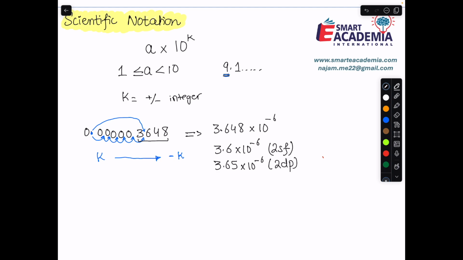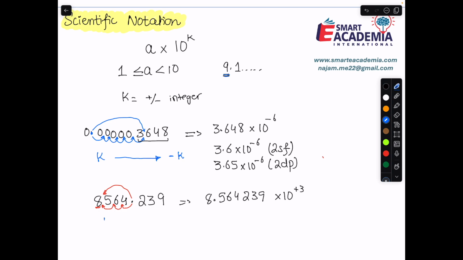Let's see another example. Let's say we have 8564.239. Now in this case, it's clear that the decimal has to move backwards here, because I need to write one non-zero digit and then the decimal. So it has to go 1, 2, and 3 units to the left, which means I can write this as 8.564239 times 10 to the power positive 3.